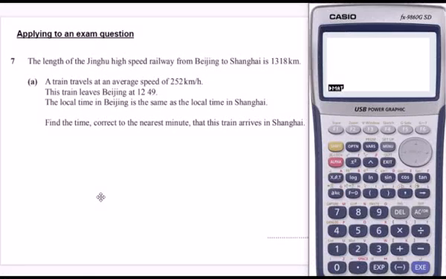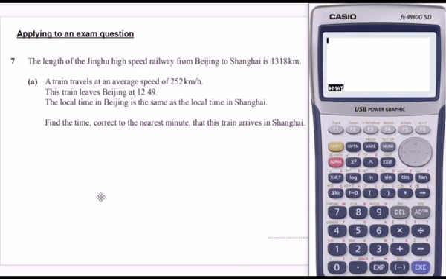Video showing you how you can tackle some IGCSE exam questions using time shortcuts on a calculator. So basically the degrees minutes seconds button and the degree minute second conversion button.